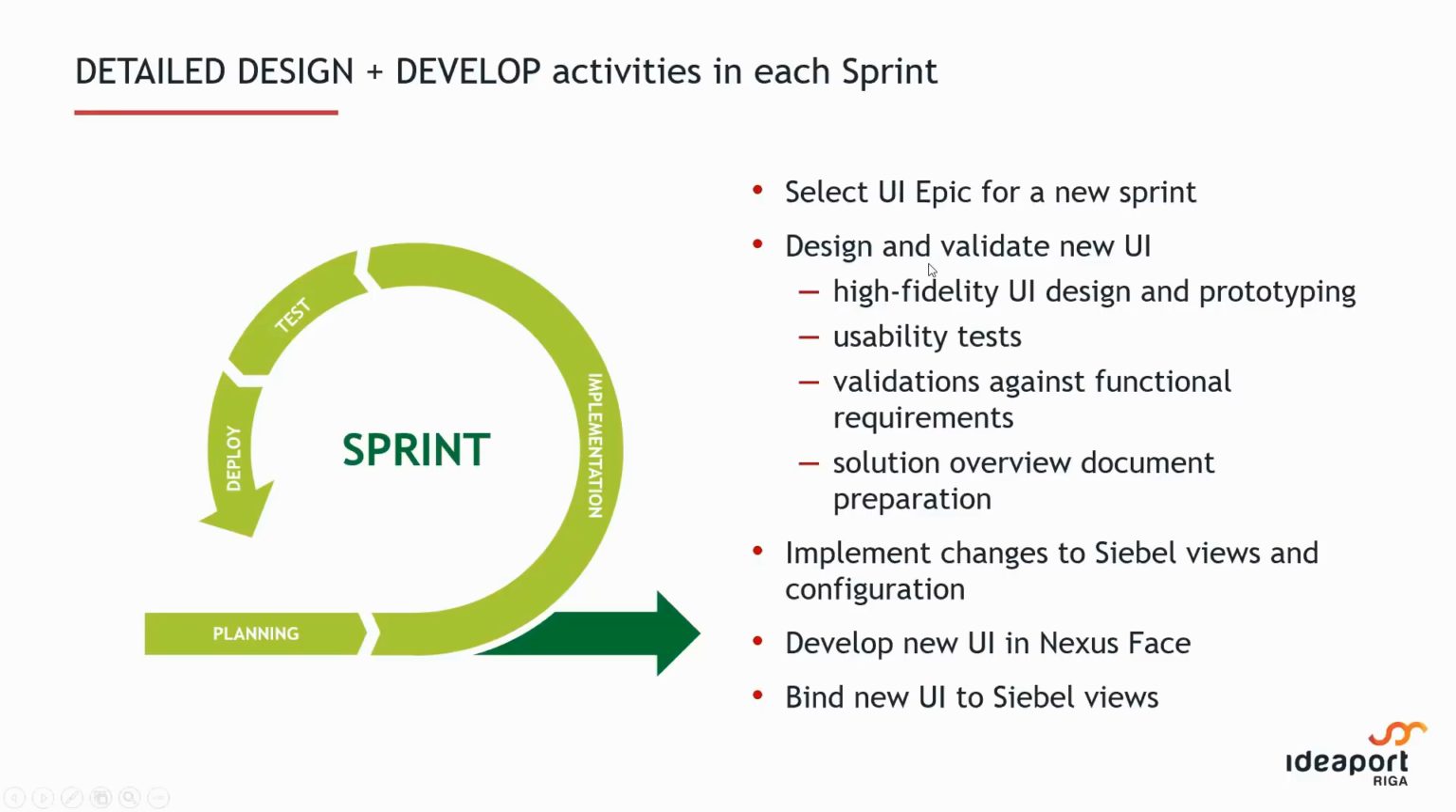So first, maybe one team is doing this UX or UI design related activity. Again, high fidelity prototype, running usability tests with the users, validating functional requirements, updating user stories for the developers. And then it would start a developer sprint where they would change Siebel views to match the fields needed. In some cases, we might need to change also Siebel configuration for whatever reason. And then again, we build UI with Nexus Face and we bind this new UI to Siebel views and off we go. And this is the methodology on the high level.